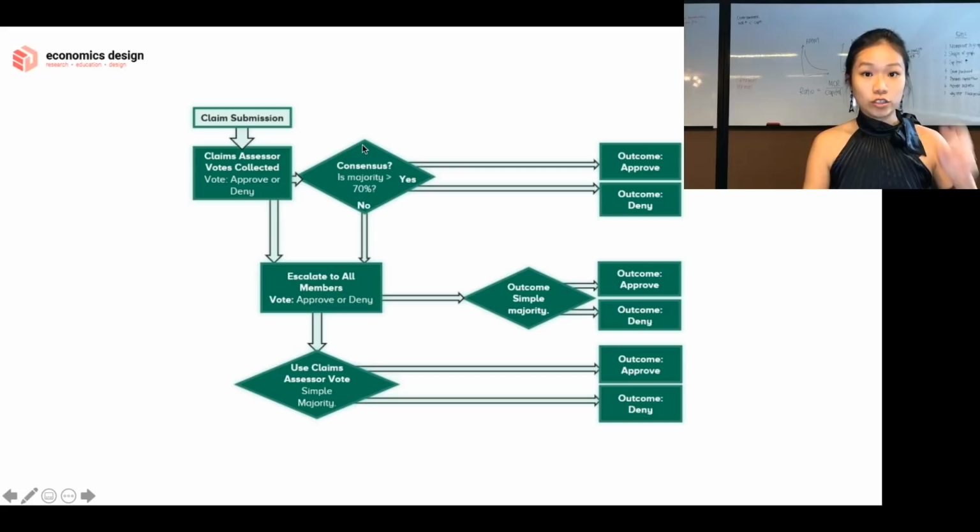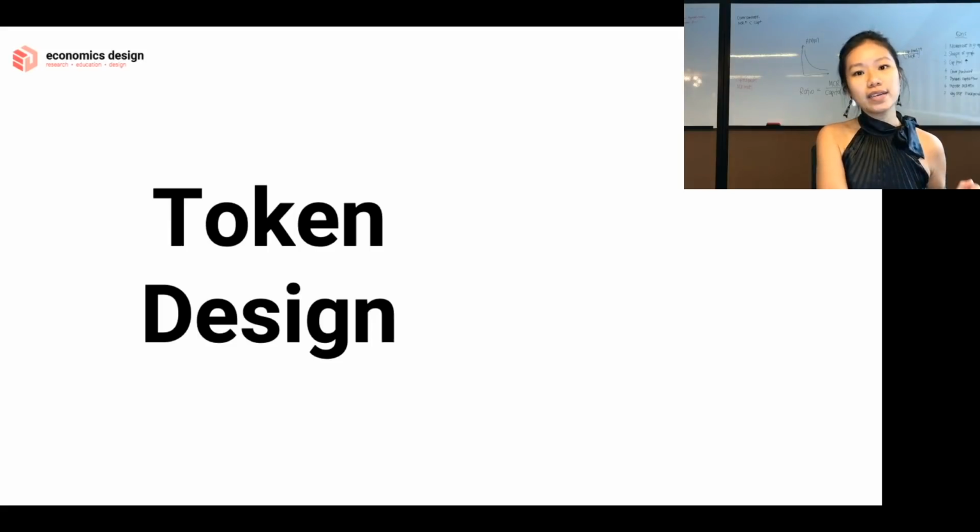So there are two layers of voting. The first layer is that the claim assessors decide yes or no, at 70%. If 70% says yes, then whatever the outcome is. If less than 70% agrees on anything, then all the members have to vote, and the outcome will be whatever the majority says, yes or no. So that's the mechanism design.